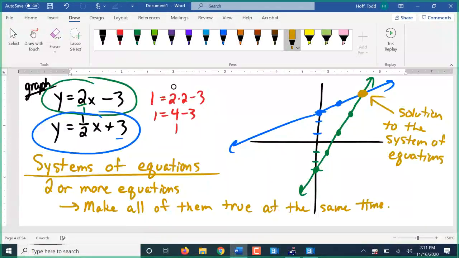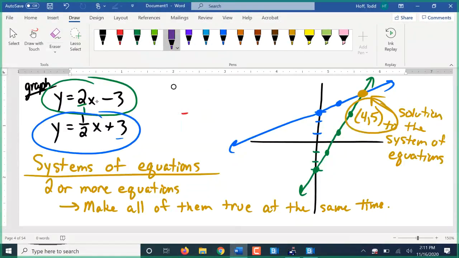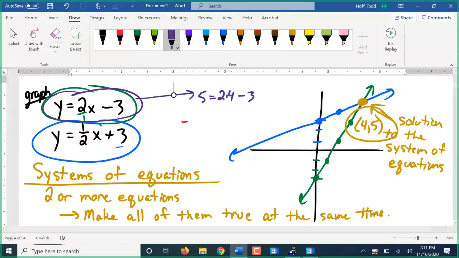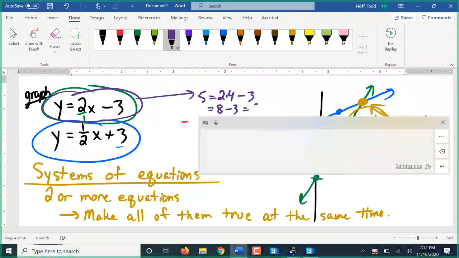Now, because I drew this out so meticulously, I can see that that point is the point (4, 5). If I want to test that, I can come back to my original equations over here and see if that point makes each of them true. So for this one, is y 5 when x is 4? 2 times 4 is 8, minus 3 is 5. So yes, it is true. I get 5 on both sides of that equation.